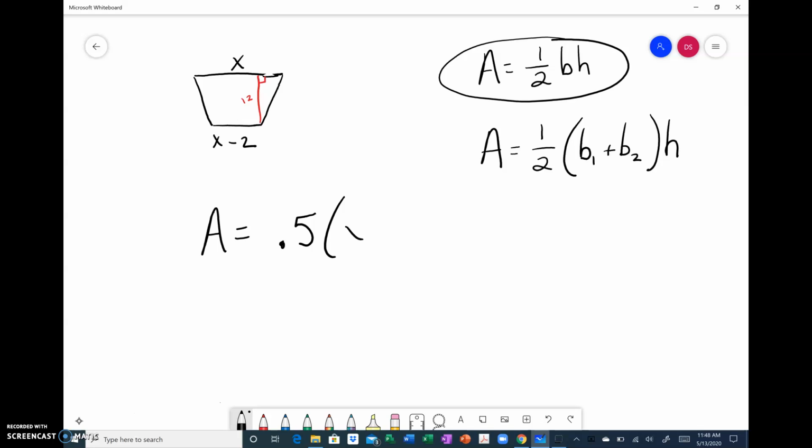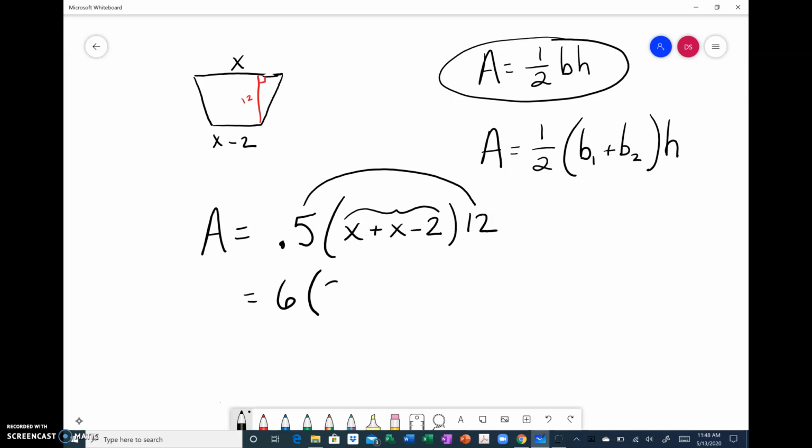Adding the bases together: x is one base plus x minus 2. I just plug in what it says, times a height of 12, okay? Now, I'm going to use the commutative property and do 1/2 of 12. That's 6. And then in here, I'm going to combine like terms. So the 6 is actually being multiplied to what I'm going to come up with in my parentheses, which is 2x minus 2.